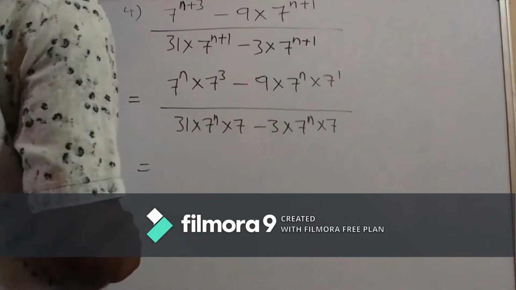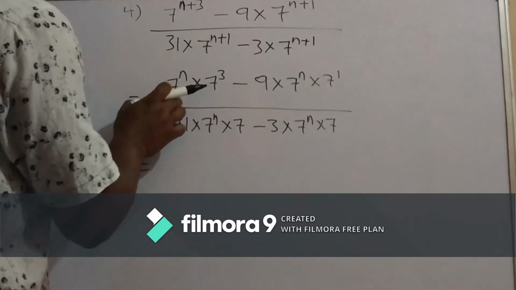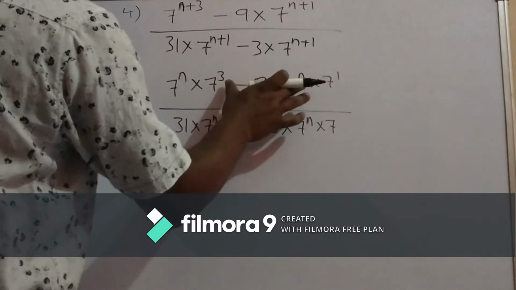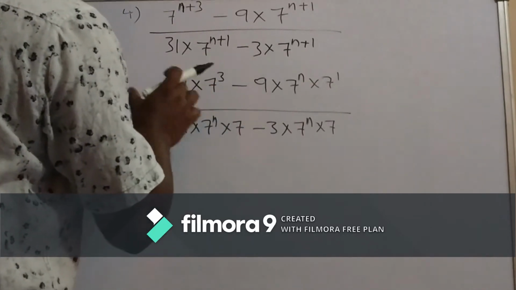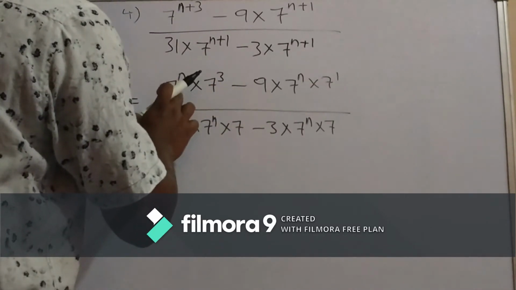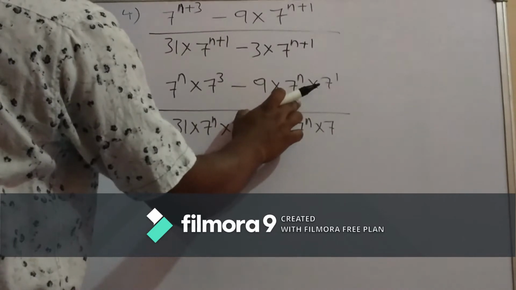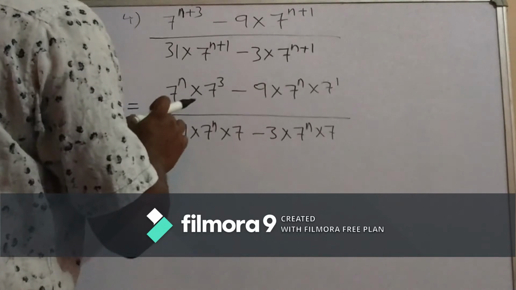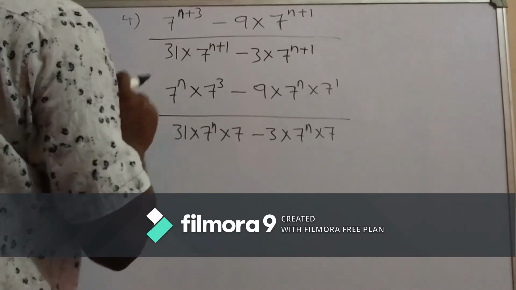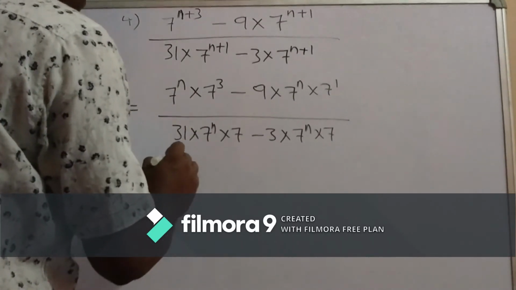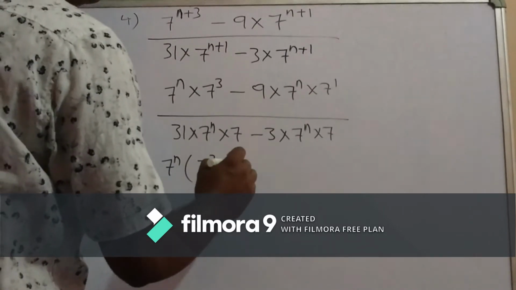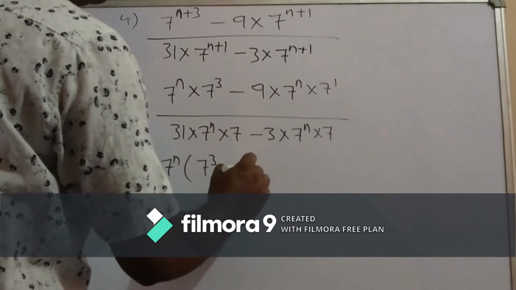Now this is one number, and this is now another number. In between a minus sign is there. In both numbers we have to take what is common. Here 7 to the power n is there. Here also 7 to the power n is there. So we can take it common. Always try to take them common, so that in the numerator and denominator it will cancel. So take 7 to the power n common. So what is left? 7 to the power 3 minus 9 into 7.